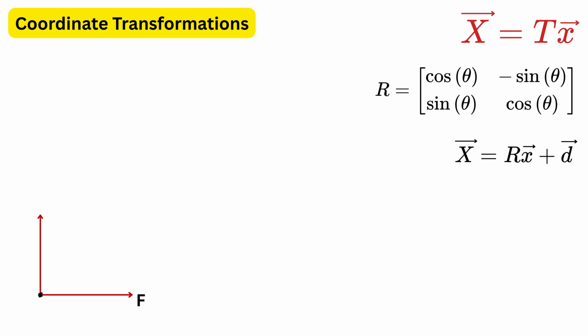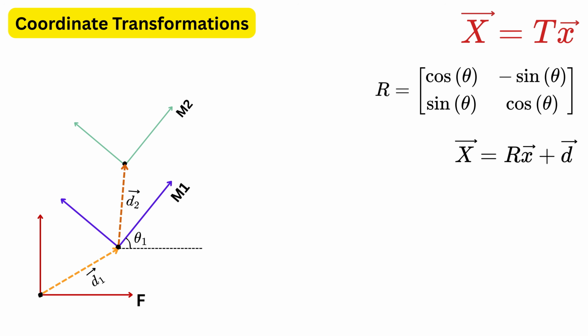For example, consider this fixed frame F, then we have a moving frame M1, which is translated by D1 vector, and rotated by an angle of theta 1, which is the angle between F and M1, like this. Then we have another moving frame M2, which is translated by D2 vector from M1, and then rotated by an angle of theta 2, which is the angle between M1 and M2, like this.